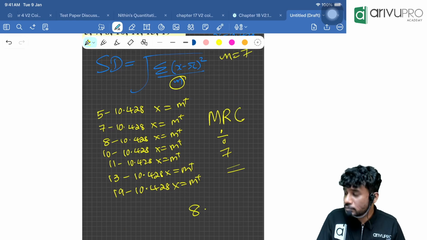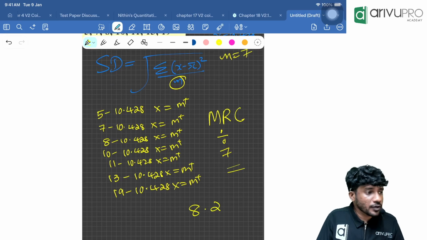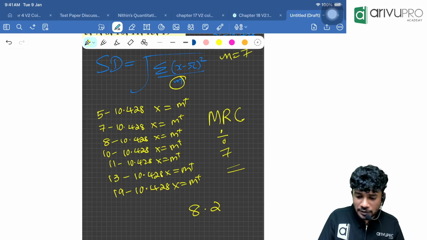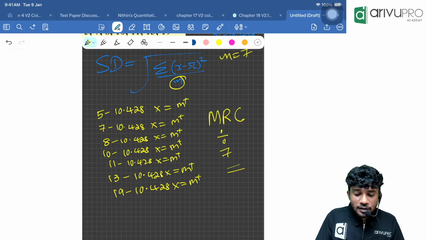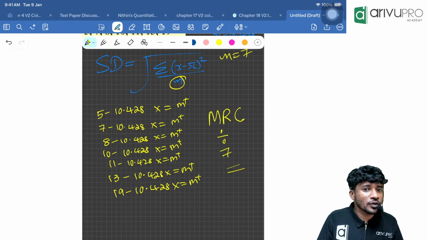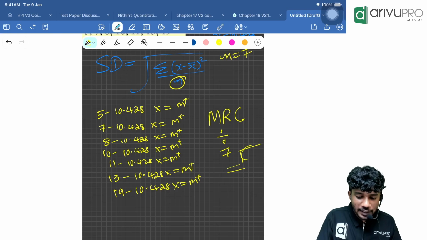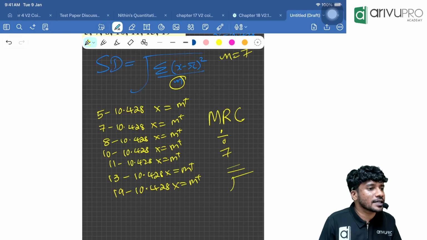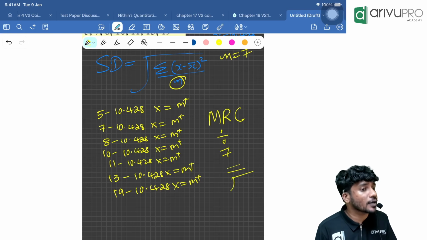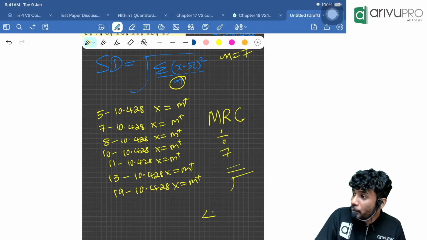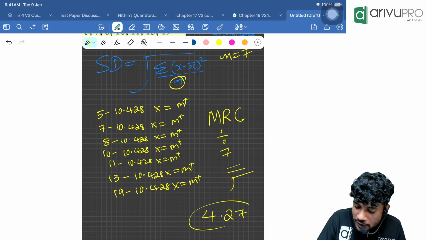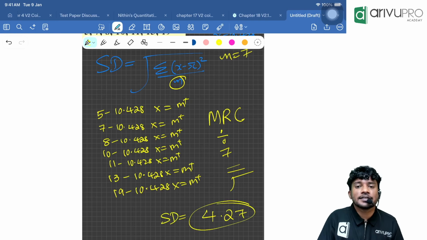How much are you getting? 18 point something. Tell me the value. If you did not click the root, you will not get the answer. Finally, after clicking equal to, you should click root, because standard deviation is after taking the root. How much are you getting? The exact value is 4.27 for standard deviation.